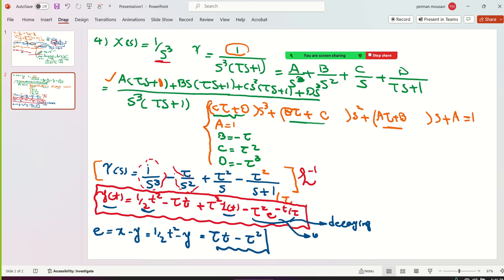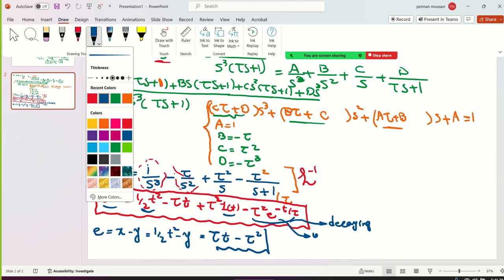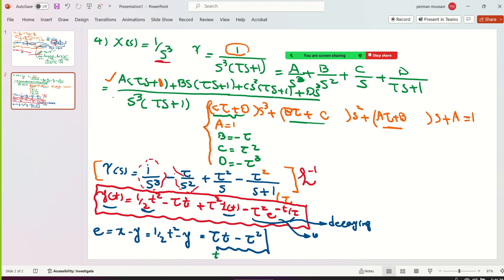And interesting to see, when t goes to infinity, error signal goes to where again? T goes to infinity, error signal goes to infinity. You have increasing error signal, guys, in this system, with the input of what? Parabolic.